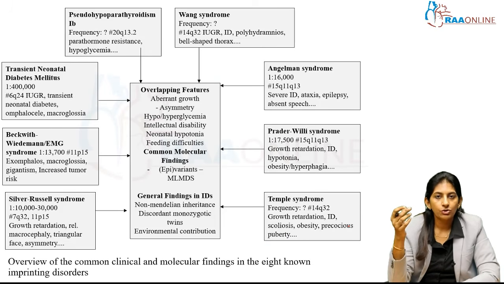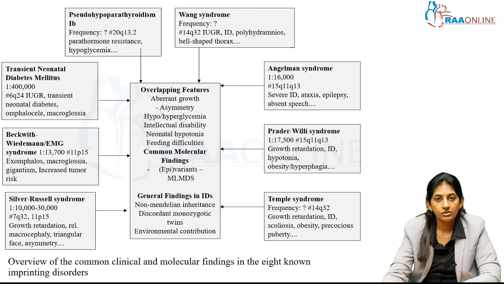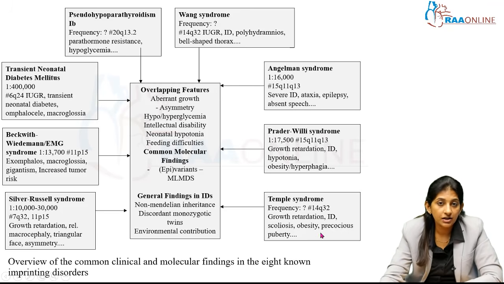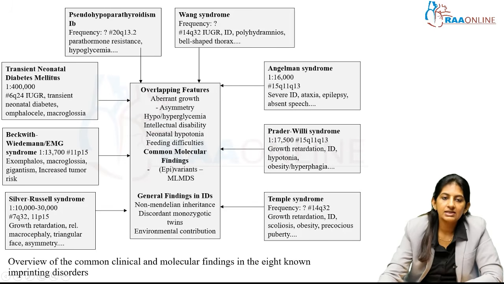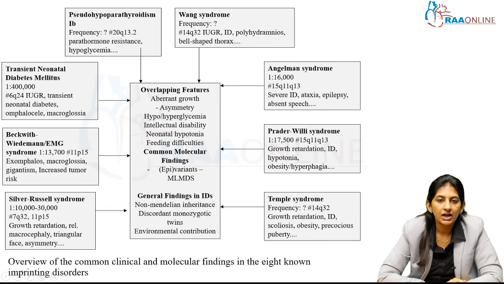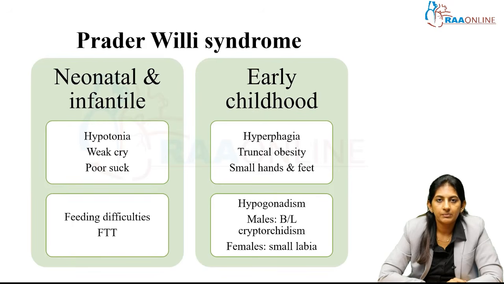Okay. So I told you Prader Willi and Angelman are what we are going to discuss in this presentation. Apart from Prader Willi and Angelman, there are other disorders also which can occur due to uniparental disomy. Interestingly, some type 1 diabetes, Temple syndrome, Beckwith-Wiedemann, Silver-Russell syndrome, pseudohypoparathyroidism, Wang syndrome, all these can also occur due to uniparental disomy. So let me start the discussion on Prader Willi syndrome.